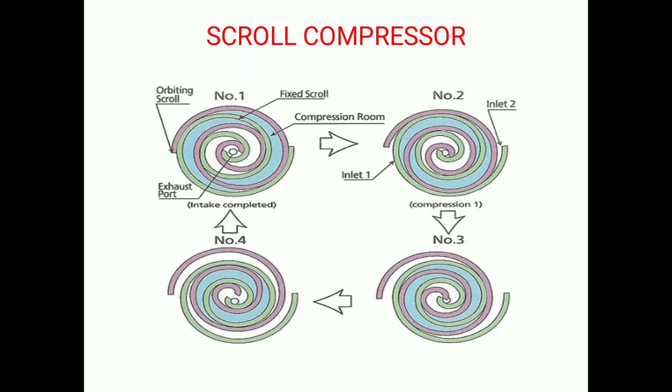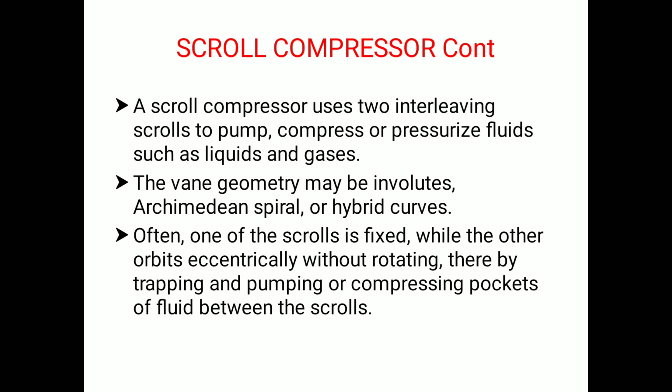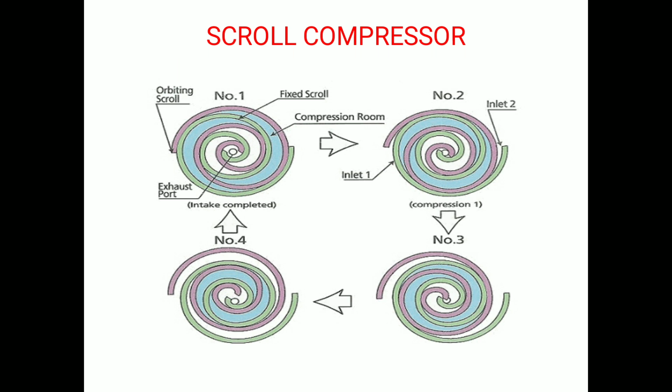So the next one is a scroll compressor. So these are the stages of scroll compressors. A scroll compressor uses two interleaving scrolls to pump, compress, or pressurize fluids such as liquids and gases. The vane geometry may be involute or Archimedean spiral or hybrid curves. Often, one of the scrolls is fixed while the other orbits eccentrically without rotating, thereby trapping and pumping or compressing pockets of fluid between the scrolls.